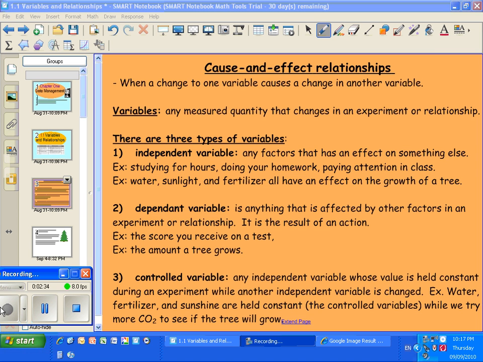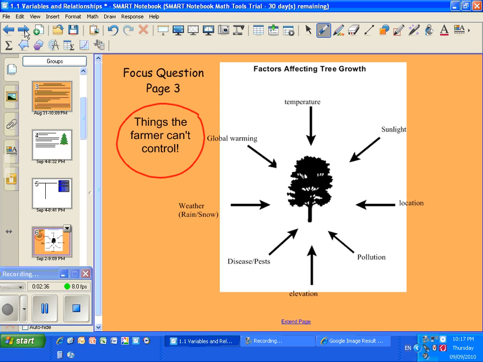So I'm just going to flip ahead a little bit here, and we're going to look at some mind maps. And here are some things that a farmer can't control when it comes to the growth of a tree. If this tree is outside, you don't know whether you're going to have sunshine that day or clouds, global warming, the temperature of the air. Those types of things are beyond the control of the farmer, but yet they do have an effect on the growth of that tree. So all of those things are independent variables, and of course the growth is a dependent variable.